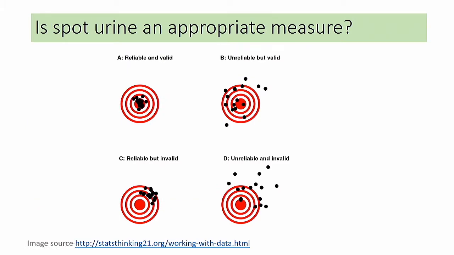So coming back to this slide of whether spot urine is an appropriate measure, well, we certainly know that it's not reliable and valid. And the extent to which it falls in some of these other categories depends on the question that you're asking. So if you're just interested in the mean, it may be reliable but invalid, but we need to know the extent to which it's invalid. It may also be unreliable but valid, and we need to understand that there's an increased variability or a larger confidence interval or range of plausible values. But if we're looking at spot urine as an estimate of usual intake in individuals, it's D, unfortunately, it's unreliable and invalid.